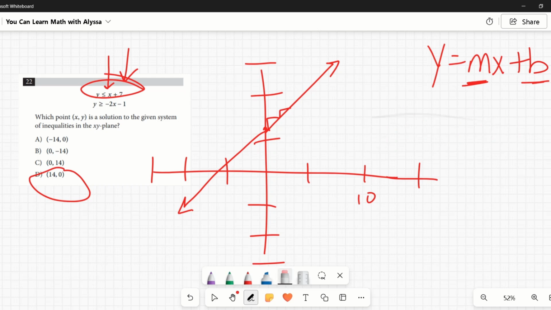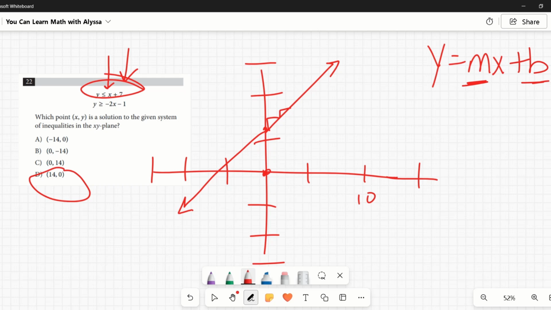In that case, I always recommend using a test point is the best way to do it. You absolutely could use a test point here as well. You could pick a point. I like 0, 0 if it's not on the line. Plug it in and see if it's true or false. If it's true, that's where you shade. If it's false, you shade on the other side.